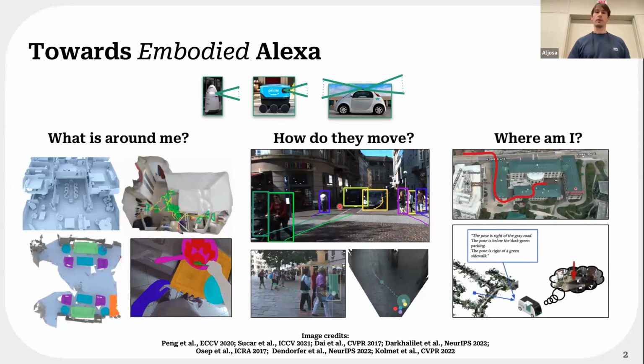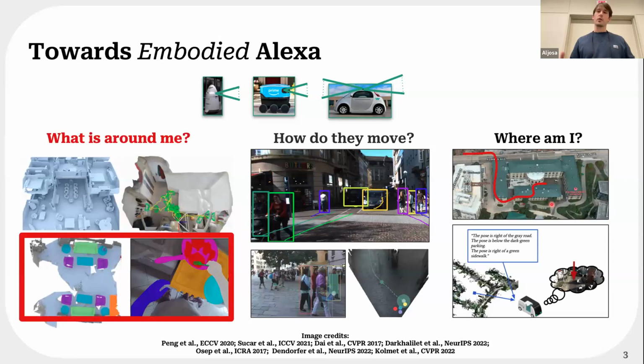Also, it's really important that robots are able to localize themselves and their end destination in the map, so they can plan their trajectories ahead. And this is the task of localization. So I'm actually really excited about all these research fronts, and we have been working on all of them.